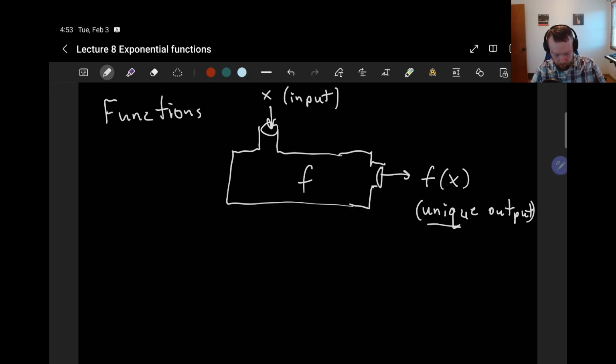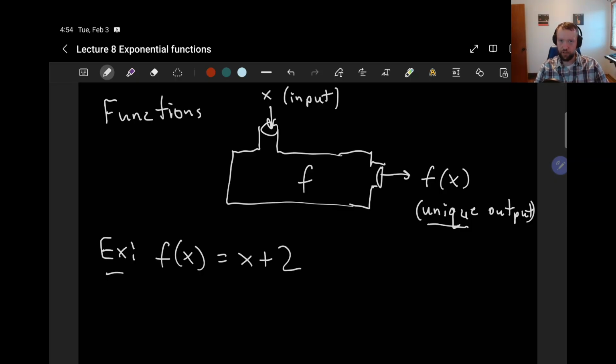This unique part is important. It means that for any input, you get just a single number as your output. So something goes in, only one thing can come out. For example, we often describe functions in this way based on what happens to your input. So you plug x into f, and your output will then be that very x plus 2.